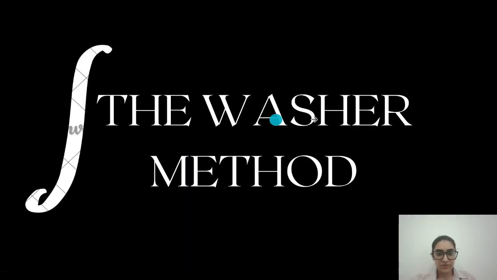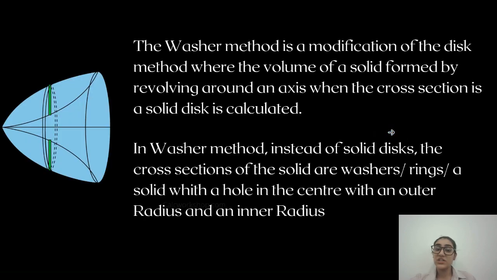So, moving forward, we have the washer method. First, let's understand what we mean by a washer. A washer is essentially a disc with a hole in the center. The washer method is a modification of the disk method, where the volume of a solid formed by revolving around an axis is calculated when the cross section is a solid disk.